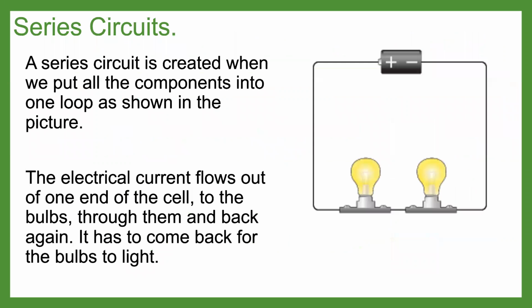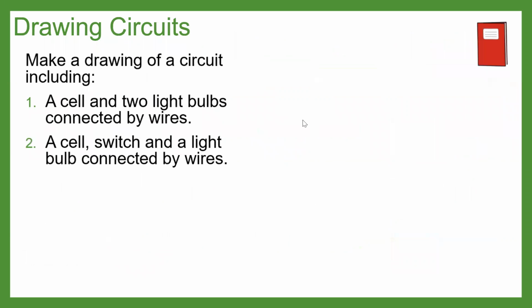So well done. We're now going to have a look at series circuits. Now, a series circuit is created when we put all the components into one loop. So we can see in this picture, we've got one loop. The electrical current flows out of one end of the cell, then to the bulbs, through the bulbs, and back again. It has to come back for the bulbs to light.